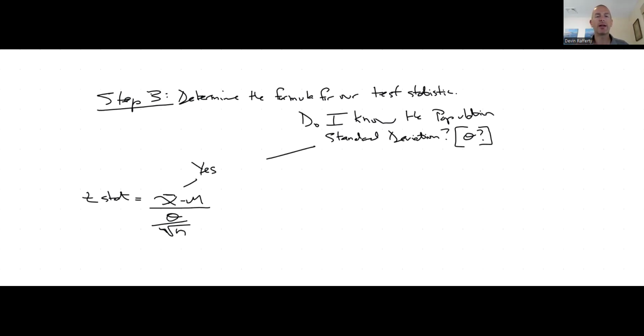Well, here is how we get our test statistic. In order to get your test statistic, you have to calculate it. Where does it come from? You say, do I know the population standard deviation? If the answer is yes, then your test statistic formula is x bar minus mu over sigma divided by the square root of n. If the answer is no, then your test statistic, your t-stat, will be x bar minus mu over s divided by the square root of n.